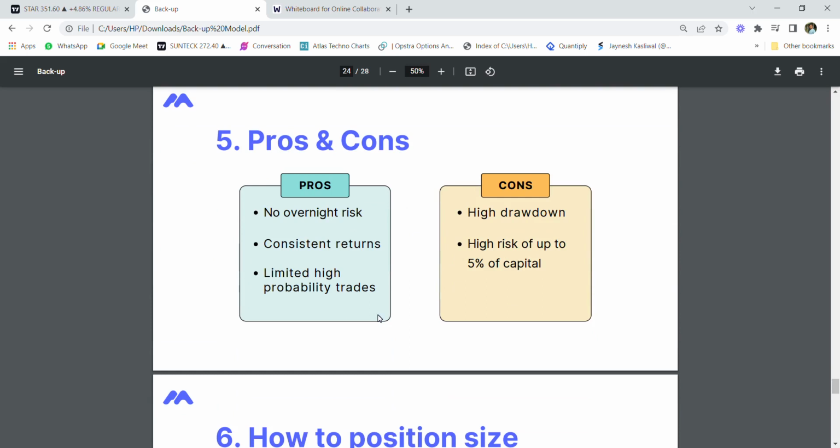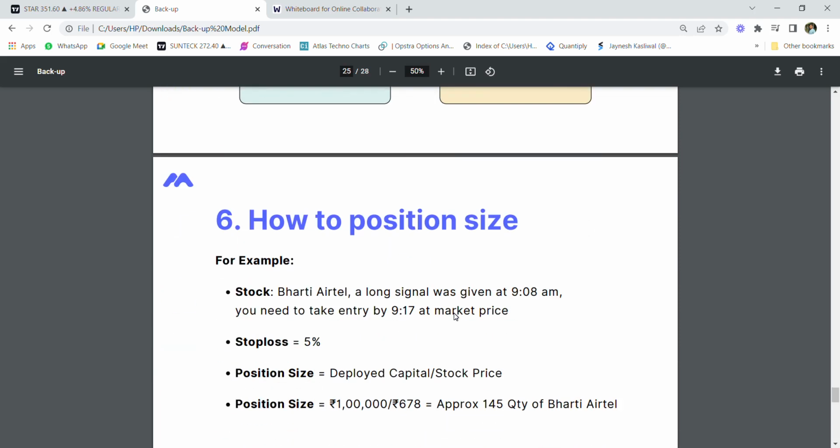What are the pros and cons of the strategy? Basically the pros are, there is no overnight risk in the strategy. These have given consistent returns over a period of time, and limited high probability trades. The cons are high drawdown. Basically 20% is the maximum drawdown that is there on a capital of 1 lakh, and a high risk of up to 5% of capital on a particular day. So that is also one more con of the strategy.